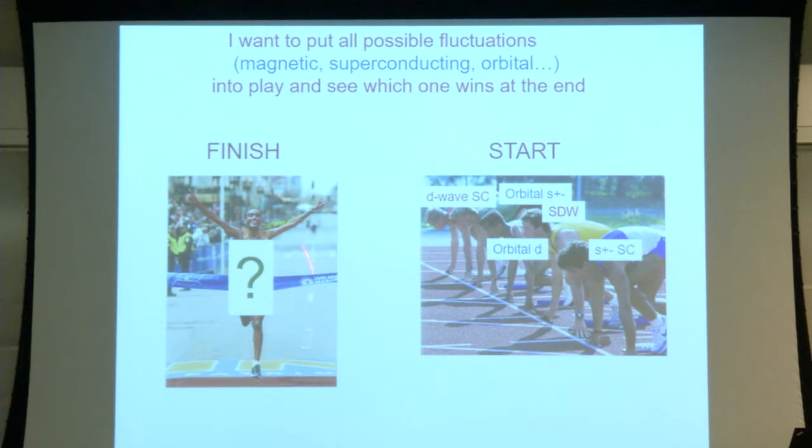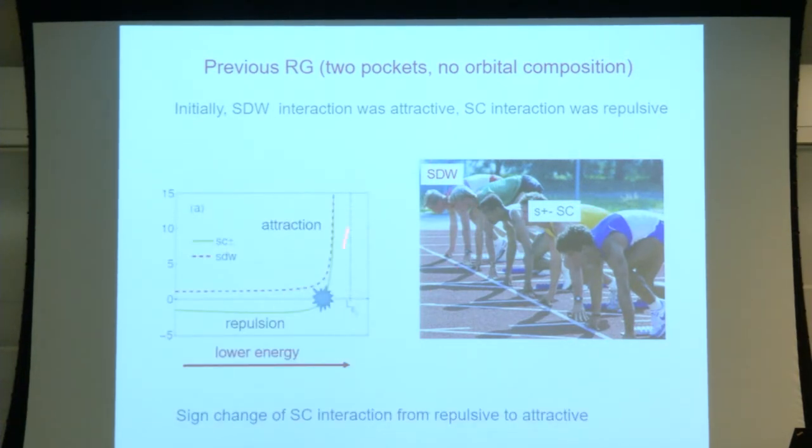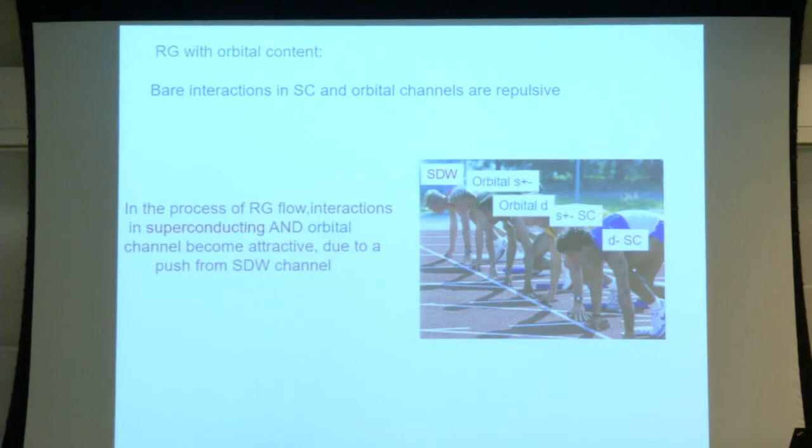The question is, who will finish first? I'll remind you that when we put only 2 guys on the starting line, we get this story that repulsion was converted into attraction, and these 2 guys compete, and magnetic fluctuations force superconducting fluctuations to change sign and become attractive. What happens if I put all of them at the start? Then we get one more element of the story, that not only superconducting fluctuations, but also orbital fluctuations change sign due to the tendency towards magnetism and become attractive. So now there are 2 channels that are forced by magnetism to change sign and become attractive.